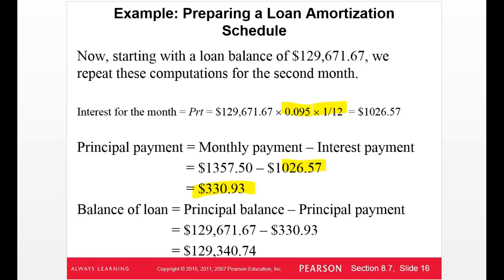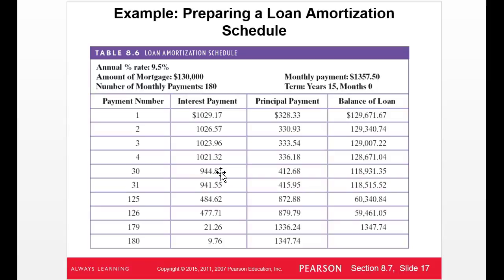Eventually, it'll take a pretty good while, but eventually the interest payment will become smaller than the amount that we actually get to put on principal. That's towards the middle and the end of the loan, until finally we're paying almost all principal towards the end. But here's what a schedule looks like, and you see as we go down, that interest payment shrinks and the principal payment grows as we get more and more payments.